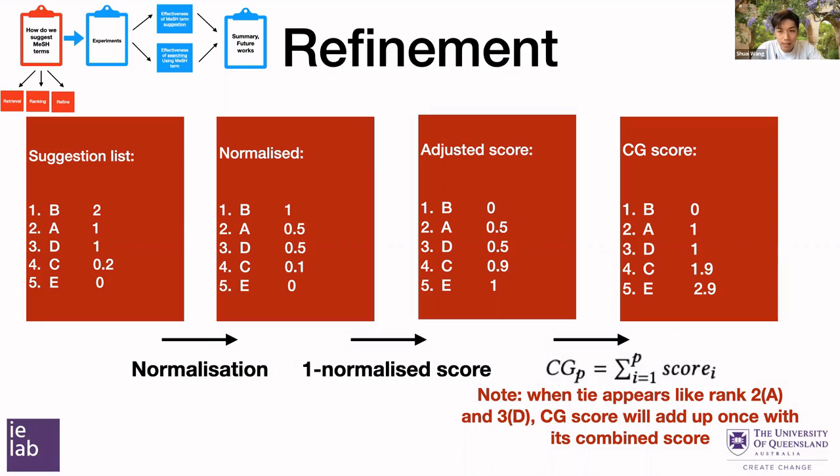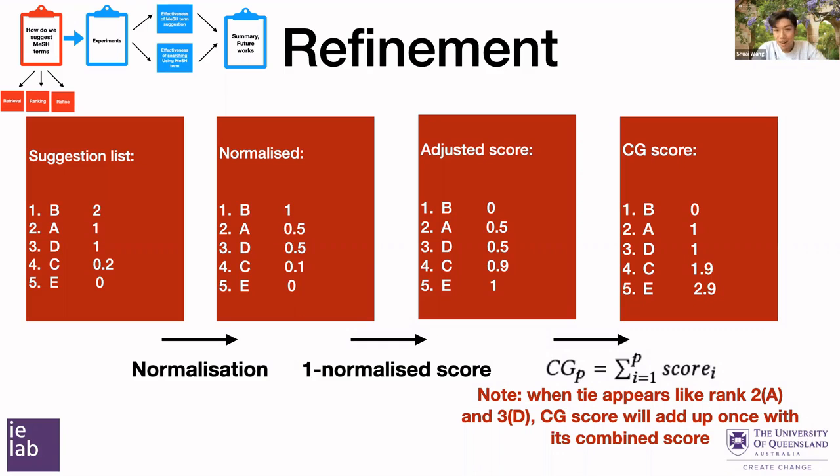So in the example in the slideshow, firstly, we know we have a ranked list of suggestion terms. We want to normalize them to get a normalized list. Then we use 1 minus the normalized score so that the top ranked terms will have the score of 0 and the last one will have a score of 1. In this way, we can calculate the cumulative gain at each rank level by adding all the scores on top of the current rank level. For example, CG at rank 2 here will be 0 plus 1 equals 1.